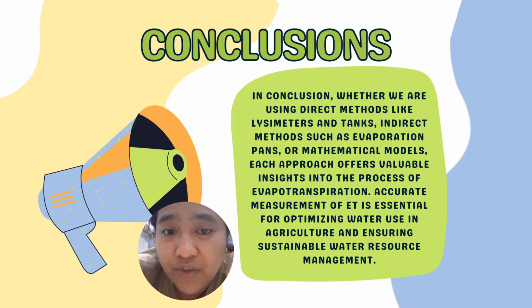In conclusion, whether we are using direct methods like lysimeters and tanks, indirect methods such as evaporation pans, or mathematical models, each approach offers valuable insights into the process of evapotranspiration. Accurate measurement of ET is essential for optimizing water use in agriculture and ensuring sustainable water resource management.